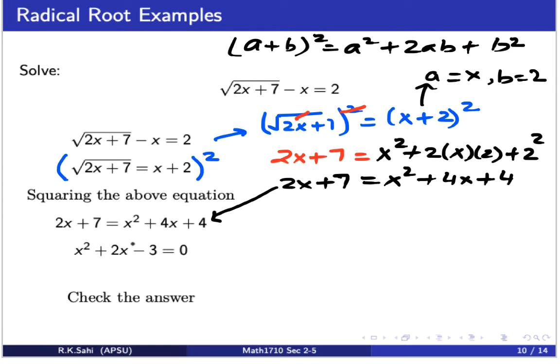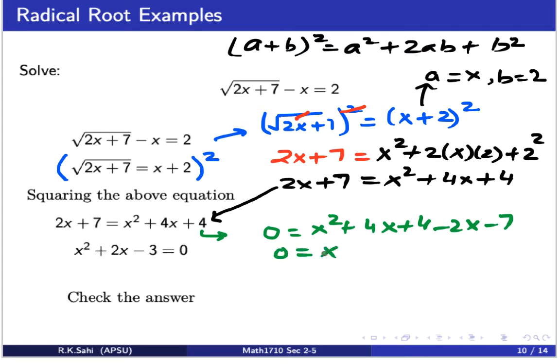Now to get to this point, we just want to solve it. Let me use a green marker. So let's solve this one. Take all the terms on the right hand side of the equal sign. So we have this is x squared plus 4x plus 4 minus 2x minus 7. So we get 0 equals x squared plus 2x minus 3. Now this expression is the same as this expression, guys. It just does not matter which one you put on which side of the equal sign.